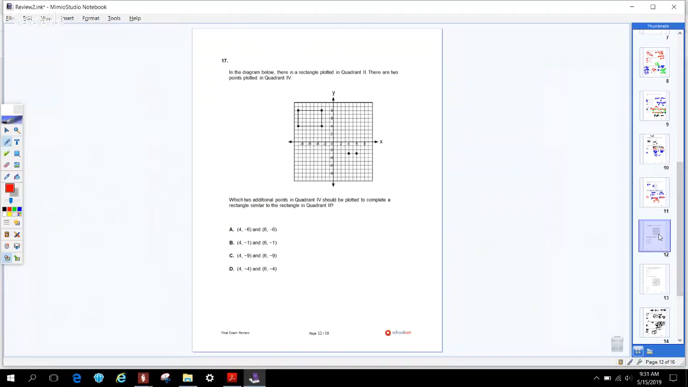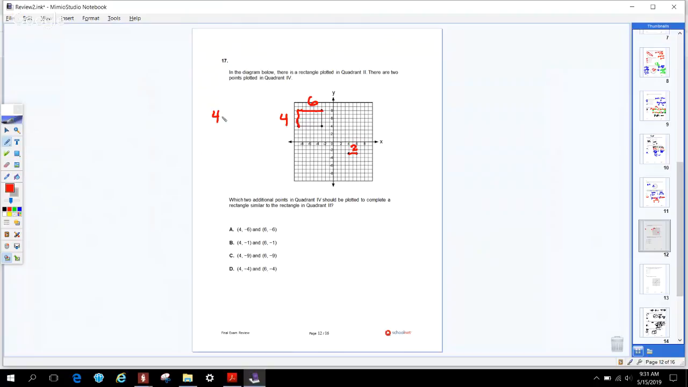Next, 17. In the diagram below, there's a rectangle plotted up here. It's in quadrant 2, and it's going to get plotted in quadrant 4. The dimensions of this rectangle are 4 by 6. So we're going to plot it on something that's 2.